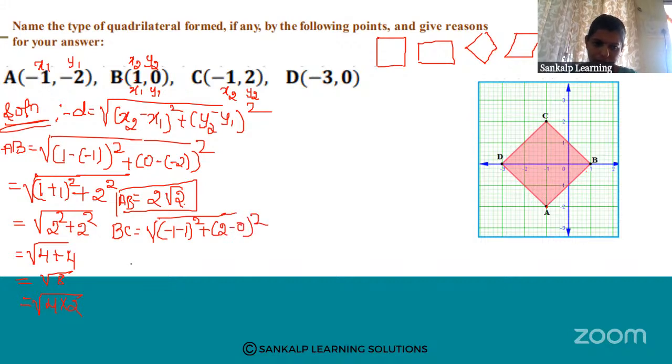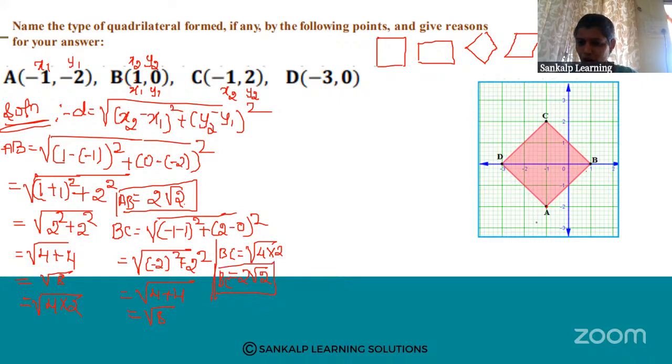Now, minus 1 minus 1 is minus 2 whole square, plus 2 minus 0 is 2 square. So minus 2 whole square is 4, plus 2 square is 4. Here also I am getting 4 plus 4 is 8. So BC is equal to square root of 8, which can be written as 4 into 2. The square root of 4 is 2, so I will get 2 root 2. This is the value of BC. Here also I am getting 2 root 2. That means the values of AB and BC are the same, that is 2 root 2.